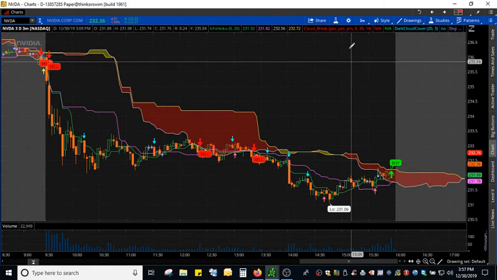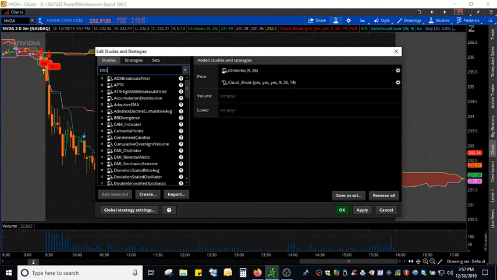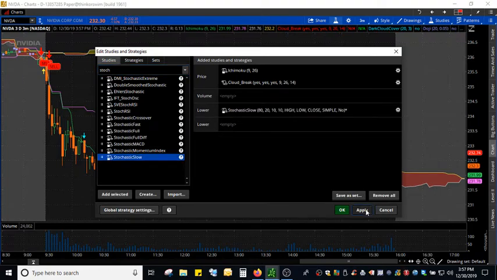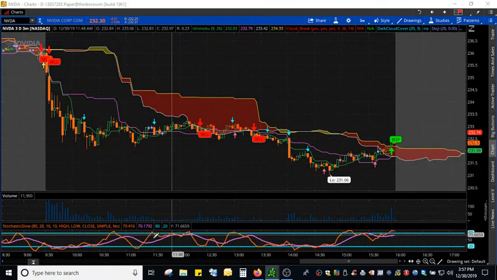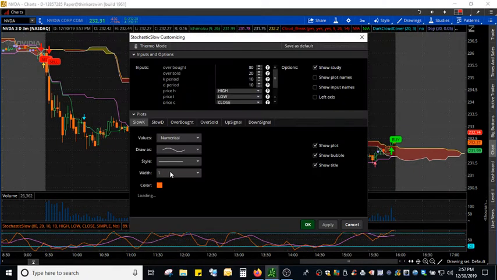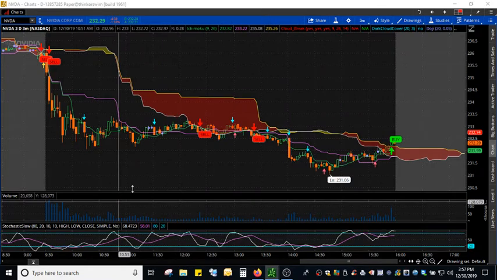You can throw another indicator on there. Let's just say stochastics, if I can type right. Let's just put a slow stochastic on here. Maybe I want to use a slow stochastic just for verification purposes. There's no problem with doing that.